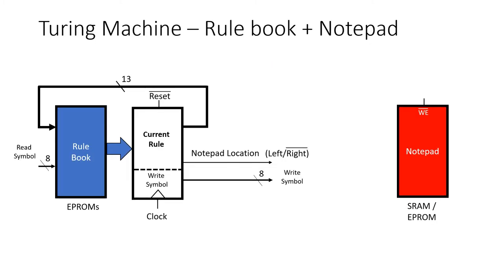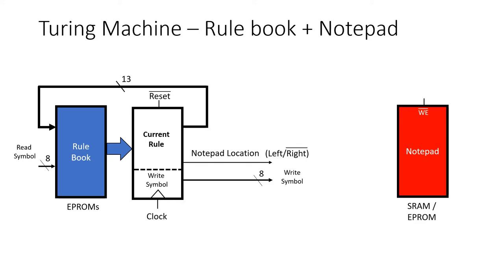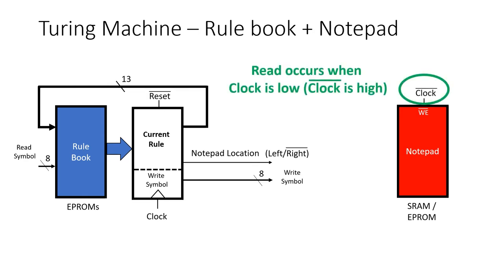This is the machine we've defined so far. We somehow need to connect the read symbol on the rulebook up to the notepad. But before that, I need to talk about how to read and write from the notepad itself. Reading from and writing to the notepad is controlled by this signal, called write-enable bar. When write-enable bar is high, we read from the notepad, and when it's low, we write to it. If I connect the clock bar signal up to the write-enable bar signal, that means we read when the clock is low and write when the clock is high.